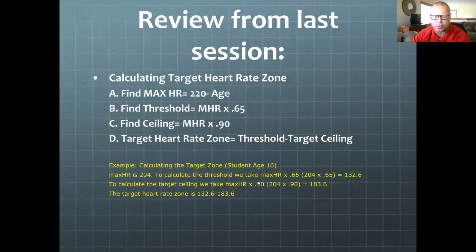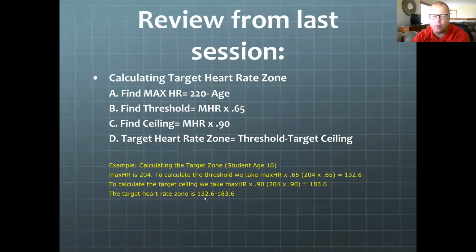To calculate the threshold, we take the max heart rate. So we take that 204 and multiply it by 0.65, which gives me my threshold, or the lower level of my target heart rate, of 132.6. And then to find the upper limit, the target ceiling, we take the max heart rate times 0.90, and that gives us 183.6. So my target heart rate zone is 132.6 to 183.6.